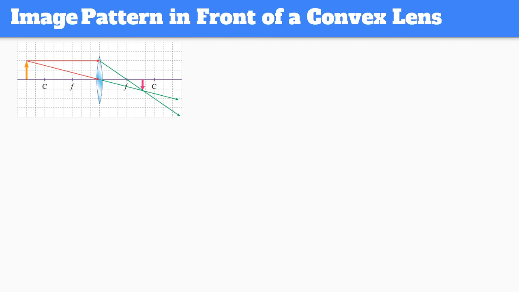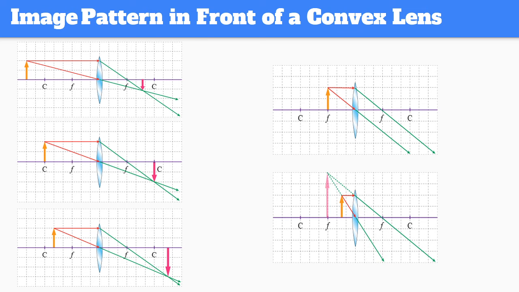But there is a pattern between them actually. If you look at them all, we will be able to see a pattern. If you have an object starting from farther away from the center, and as it gets closer and closer, let's see what pattern we see in the image. The image starts in between center and focal, then it goes to the center, and then it goes even further. So as you get closer and closer, your image is getting farther and farther, but your image size is also getting larger and larger.